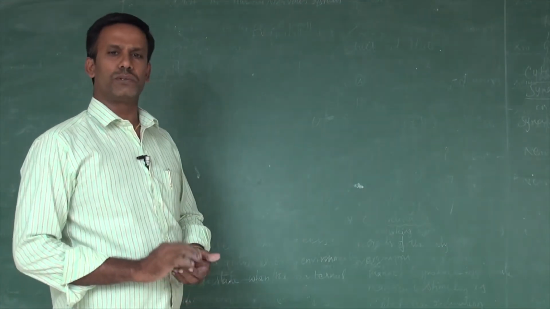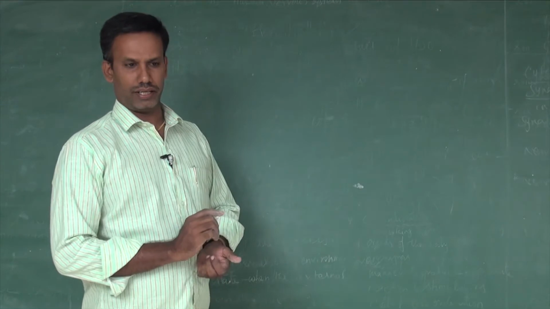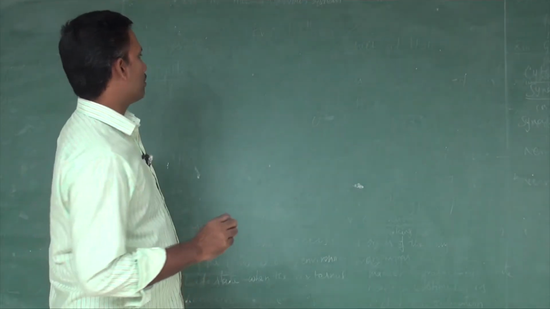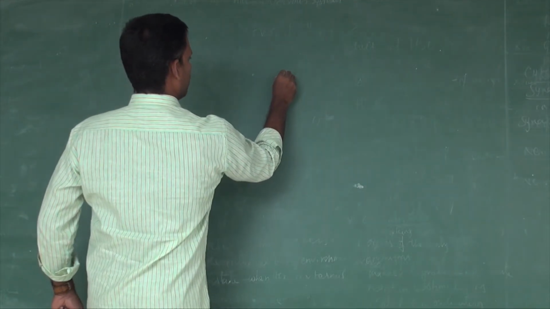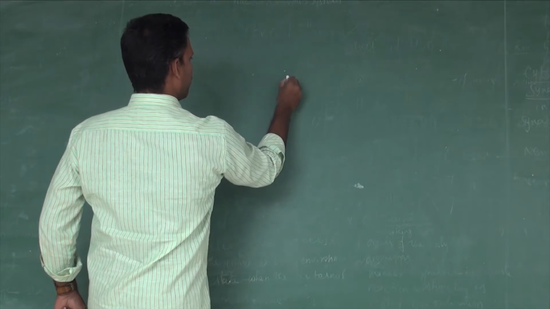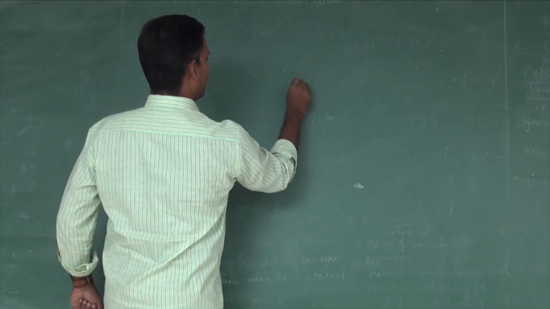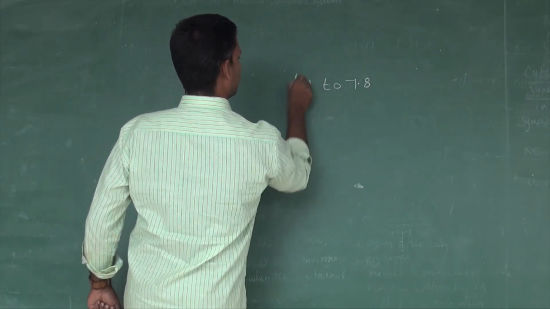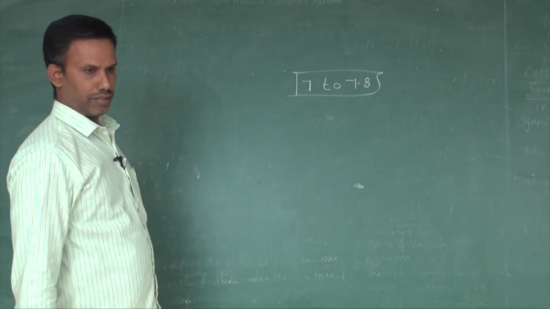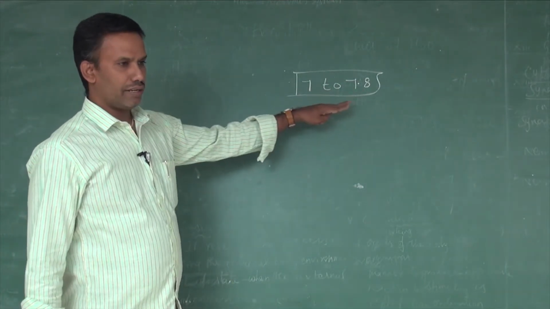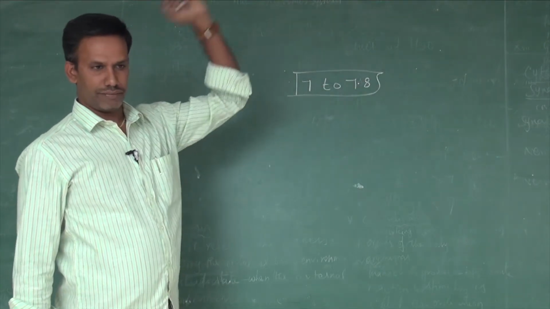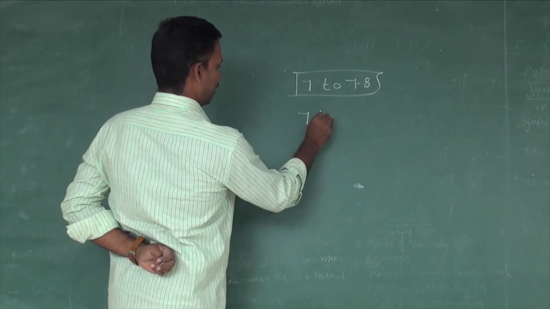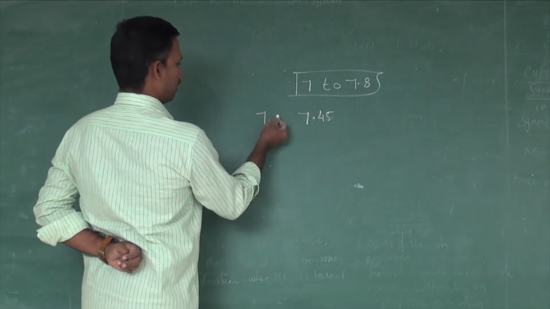Then we are going to see the role of pH in everyday life, the role of pH in humans. Our human body has metabolic processes operating at a pH between 7 to 7.8. This is the pH range of our human body. All the metabolic processes are mostly nearer to 7 to 7.8. For example, the blood pH is 7.35 to 7.45.